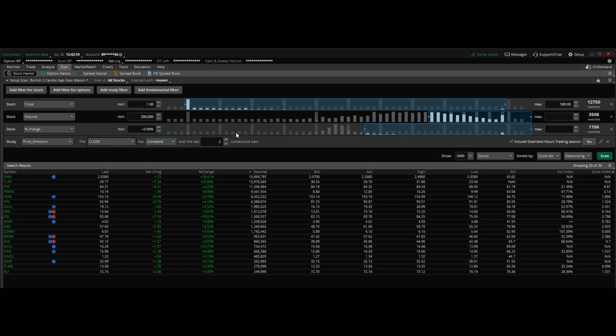Now, how you need to change this, and this is critical to find stocks to short, and I'm going to show you using the Bollinger Bands. First off, put in whatever price range you're working in. Keep this the same. And right here at the percentage change, change this to -3%. Now this next one, where it says the close has increased, change increased to decreased.